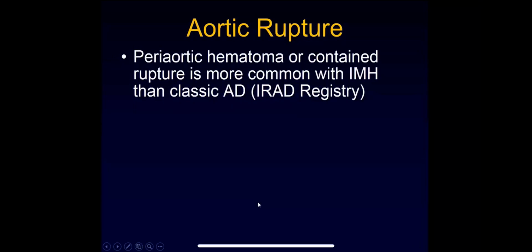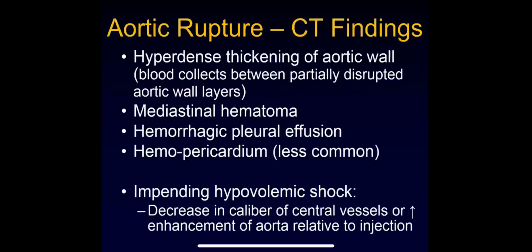So why it's important to treat these and follow them is because they can result in an aortic rupture. A periaortic hematoma or contained rupture is more common with intramural hematoma than with classic aortic dissection, according to the IRAD registry. And with aortic rupture, you may see hyperdense thickening of the aortic wall. Blood collects between partially disrupted aortic wall layers, mediastinal hematoma, hemorrhagic pleural effusion, hemopericardium, which is less common, and you may see signs of impending hypovolemic shock.